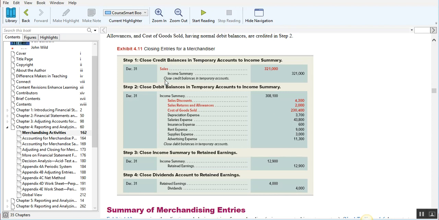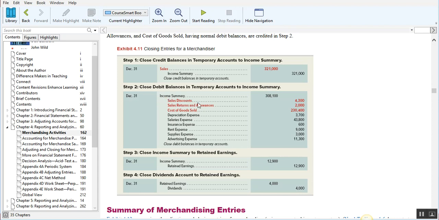We begin by closing out all the credit sided entries, and here we have one, sales. We have $321,000 in sales, so we want to debit sales for $321,000 and credit the same amount to income summary, because income summary will be that place where we'll hold or identify the income from the business and the adjustment that needs to go into the equity section.